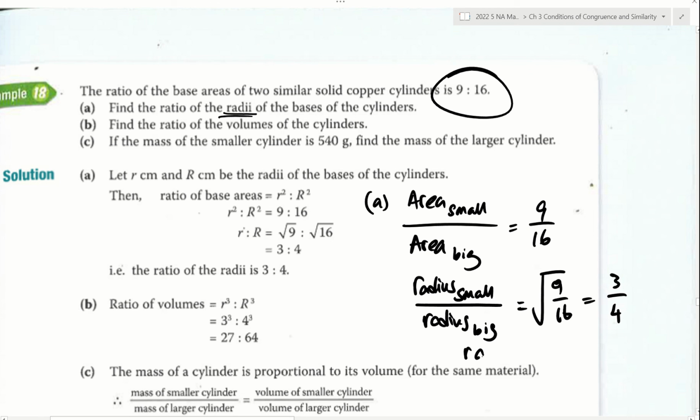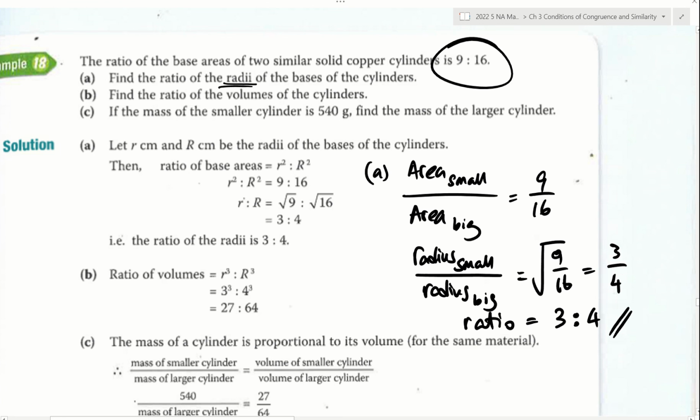So ratio is 3 to 4. Done. Quite clear. I do not need to write any extra stuff. Then ratio of volume, right? Part B. Volume big over small first, huh? Just try to be consistent. Small over volume big. Must be 3 over 4, and we cube it.